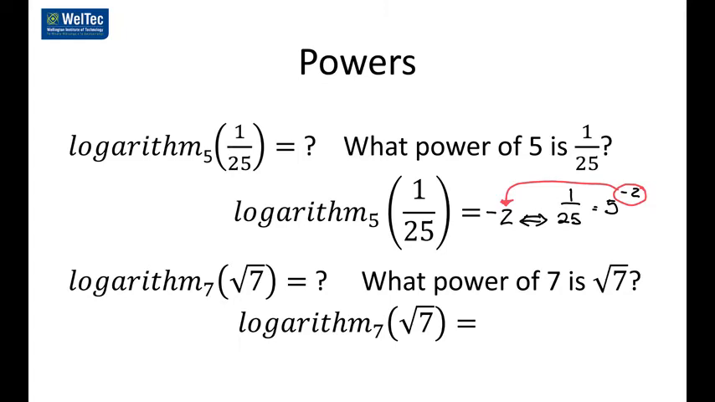Right. Log to the base 7 of root 7 is what? Well, that's asking us what power of 7 is root 7, and the answer is a half. And the reason that's a half is that root 7 is 7 to the power of a half, and it's that power that is the answer to our question. What power of 7 is root 7?